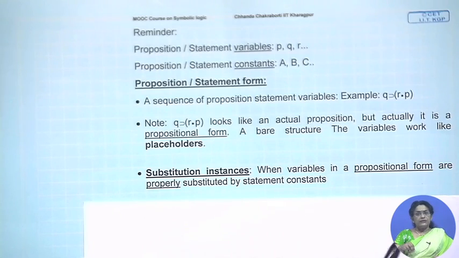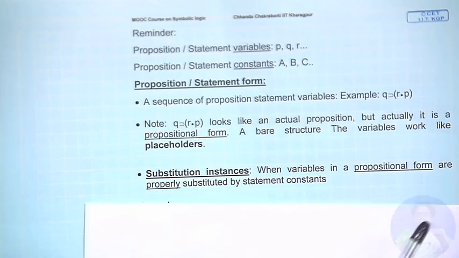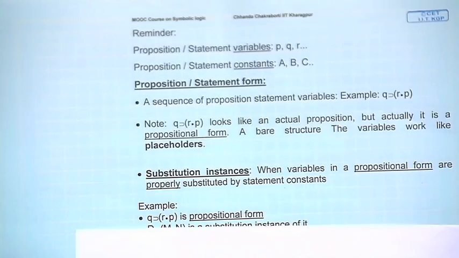Now, why we are saying this, you have to understand that the statement form is the fountainhead, and when you instantiate it, when you try to exemplify it, then you get a bunch of many substitution instances which are your actual propositions. So, let us take a look. For example, this is what we started with, this is a structure, the Q horseshoe R dot P.